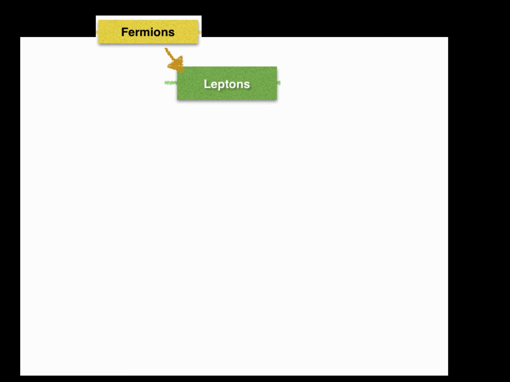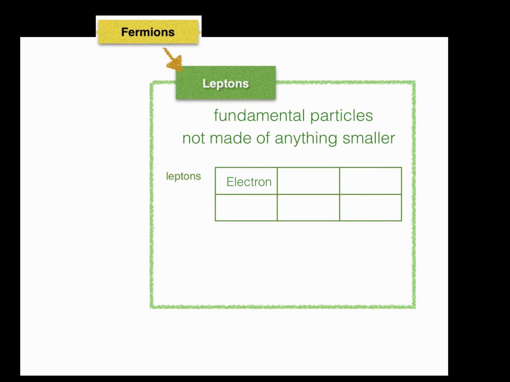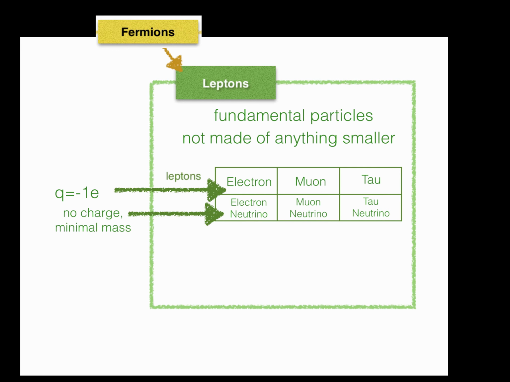We'll start with leptons. Leptons are fundamental particles that are not made of anything smaller. The electron is the most famous of the leptons. Other leptons include the electron neutrino, which goes along with the electron, the muon and the muon neutrino, the tau and the tau neutrino. All the top row of this table have a charge of -1 times the elementary charge. The bottom row, the neutrino row, all have no charge and minimal mass.